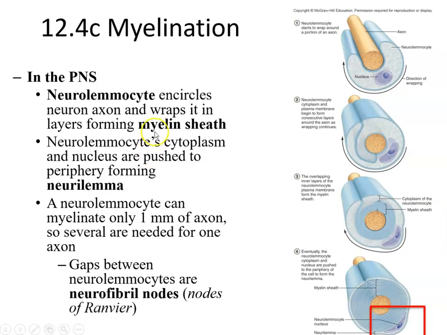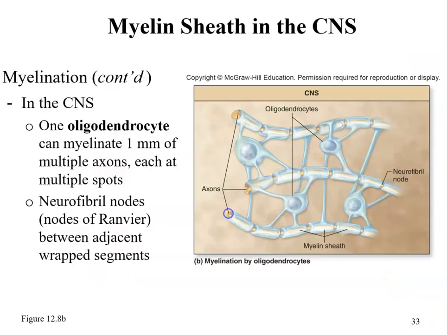So in the peripheral nervous system, what happens is a neurolemmocyte encircles the neuron's axon and wraps it in layers, forming a myelin sheath. So you can see here it's wrapping around and around and around. The neurolemmocyte's cytoplasm and nucleus are going to be pushed to the periphery right here, and that's going to form what's called a neurolemma. A neurolemmocyte can myelinate only 1 millimeter of axon, so several are needed for a single axon. The gaps between the neurolemmocytes are going to be nodes of Ranvier or neurofibril nodes.